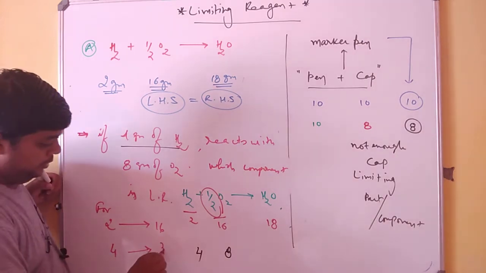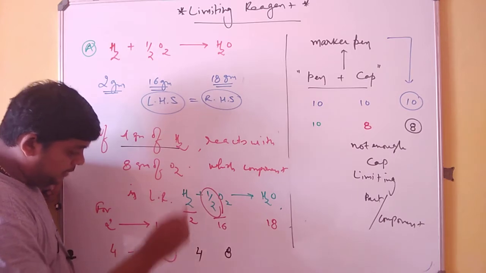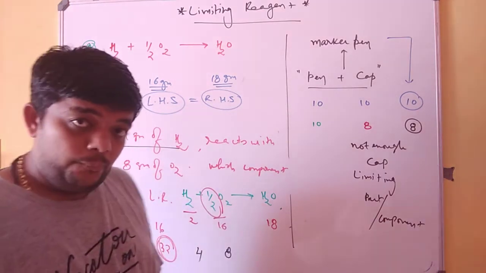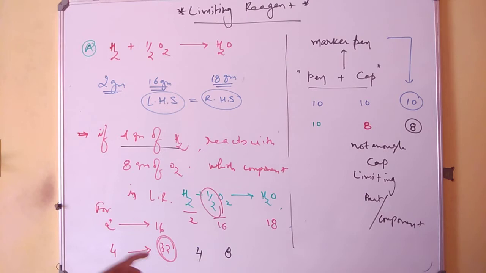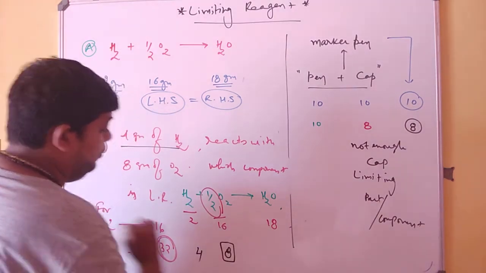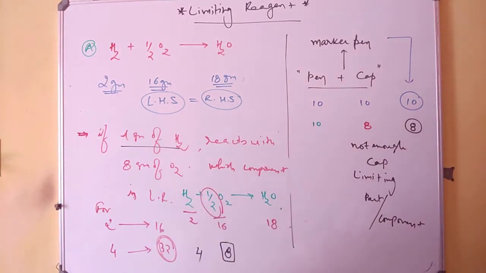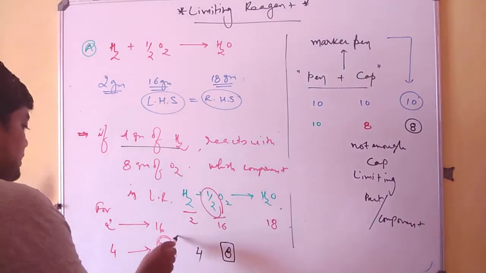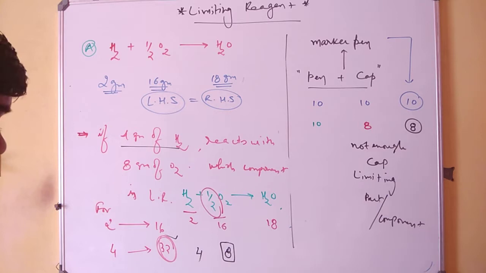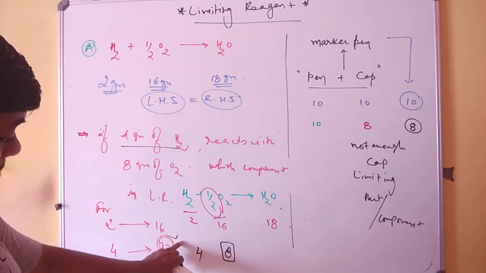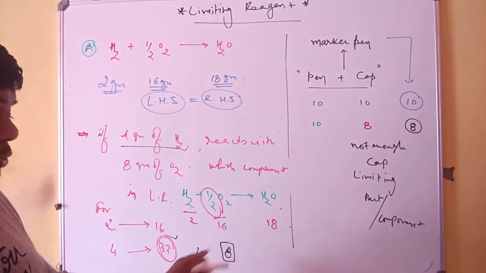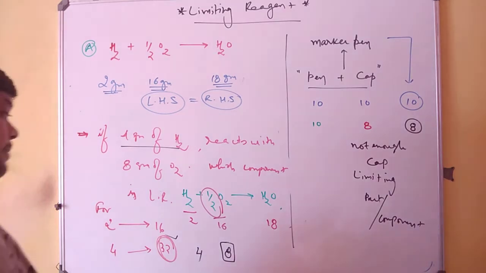You will require 32 gram of O2. Now, please check whether you are having 32 gram of O2. No, you are only having 8 gram of O2. So it is seen from this data set that I require 32 gram of O2 to react with 4 gram of H2 to complete the reaction, but I am provided only with 8 gram of O2.